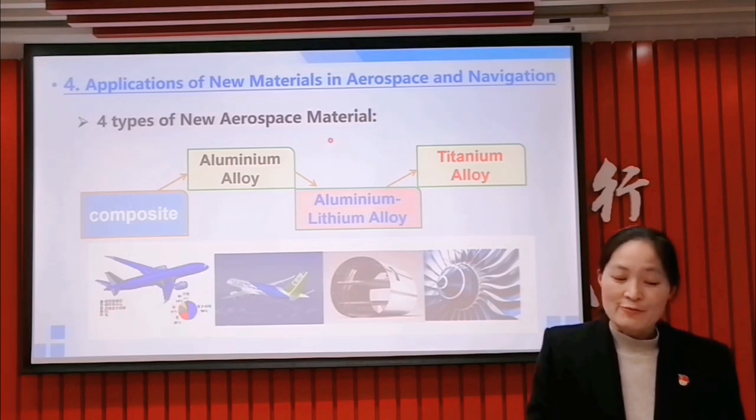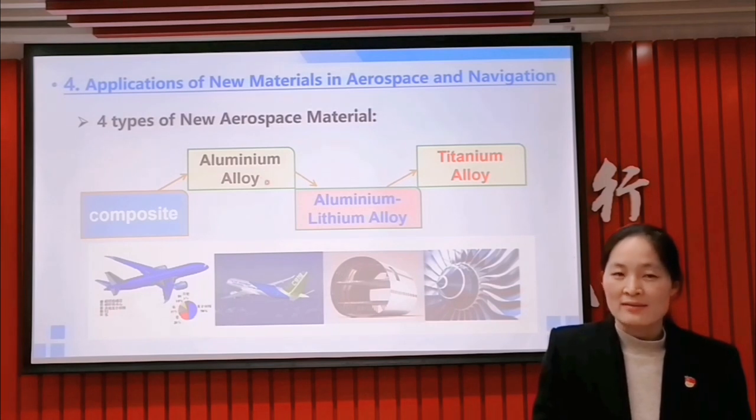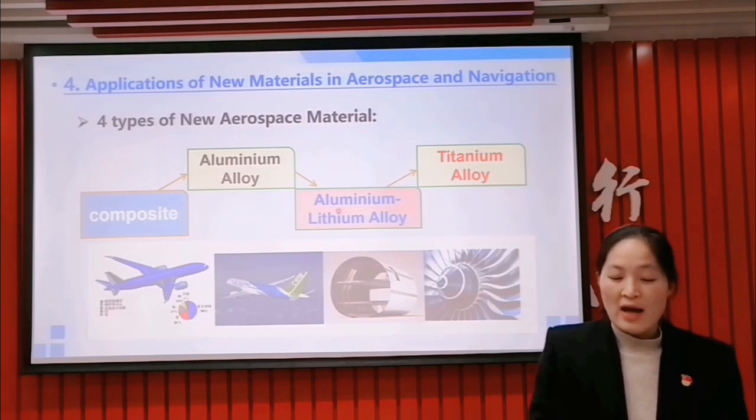Usually, there are 4 types of new aerospace materials. The most important one is composite, and another is aluminum alloy. Also, aluminum lithium alloy and titanium alloy. These are typical aerospace materials. They are all used as structural parts.